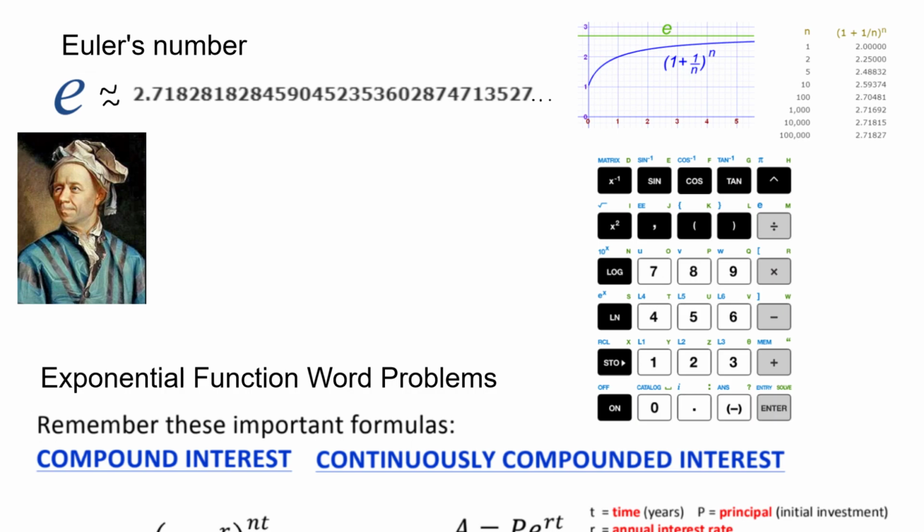All right, let's do some word problems involving exponential functions. Okay, before we get into that though, we've got to talk about e. So we have this number e. It's approximately 2.71828, whole bunch of other stuff, goes on forever.